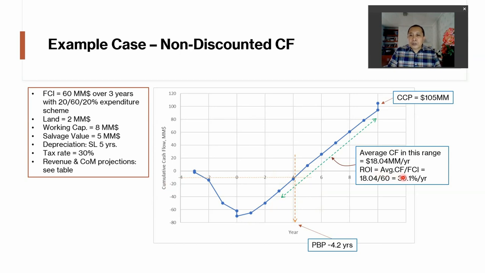For the return efficiency or return rate criterion, we have the return on investment, ROI, which can be calculated using this formula. We take the average annual cash flow in this period, during this steady state period, and divide that with FCI. Or you can calculate the slope of this line and plug it into the formula that we learned in the previous segment to calculate the ROI, which will produce the value of 30.1% per year. And lastly, the position at the end of the project, this is the CCP or cumulative cash position in the value of $105 million.